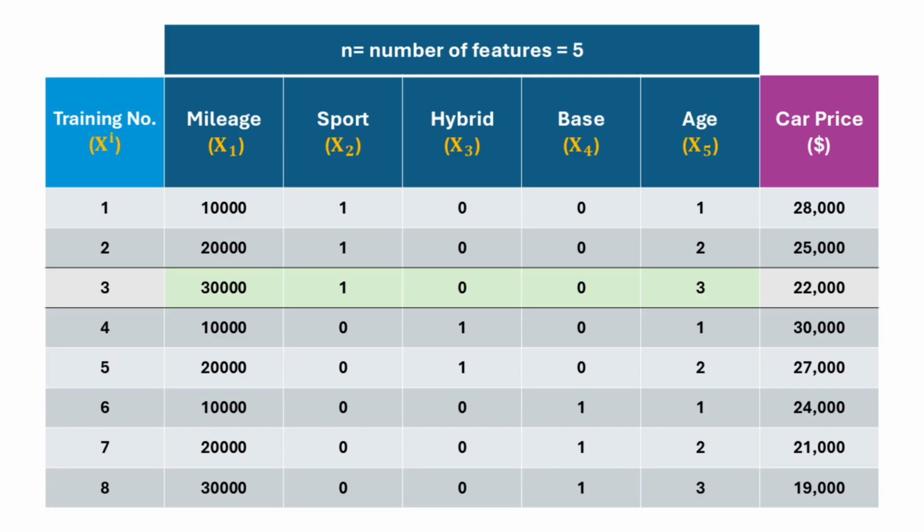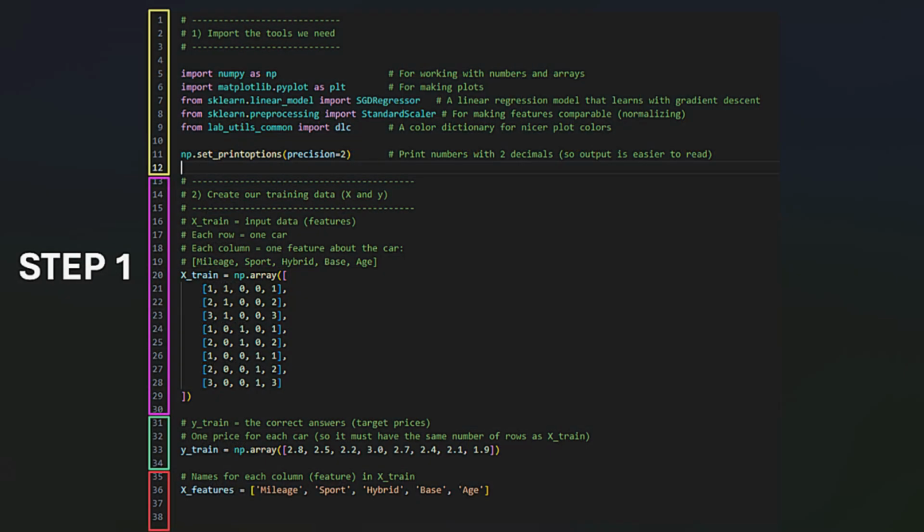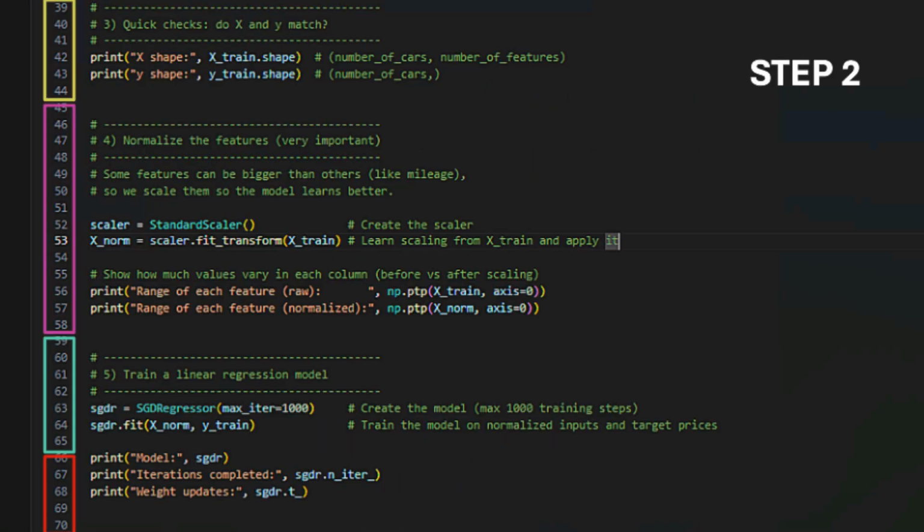Great. Step 1 is to get everything ready to train our model. First, we import the tools we need. NumPy for data, Matplotlib for plots, and scikit-learn for linear regression and feature scaling. Next, we create our training data. Each row in xtrain represents one car, and each column is a feature like mileage, car type, and age. Then ytrain stores the correct price for each car. Finally, we save the feature names so our results are easier to understand later. Now the data is ready, and we can move on to training the model.